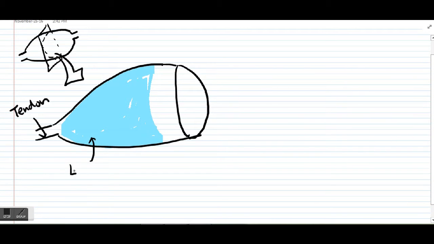Okay, so we're not going to color all of it because there are some other features that I want to show you that are beneath the epimysium. So we will put the name down first. Okay, so connective tissue that covers the entire muscle.